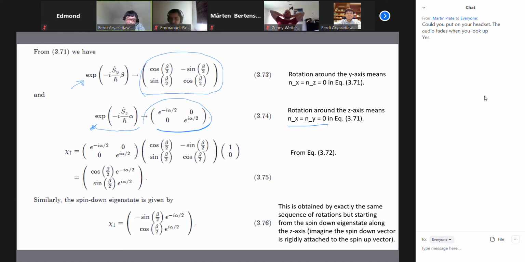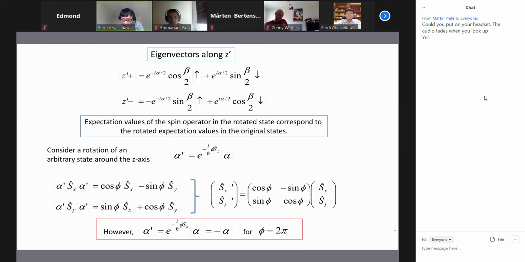And now all we have to do is just multiply these two, and we operate it on the spin-up state. And we get this answer, which is what we found before by direct diagonalization. And we can do the same for the spin down. So we just start from the spin down and do similar kind of rotations, and you get this one here. Okay, so that's a repetition of what we did last time.